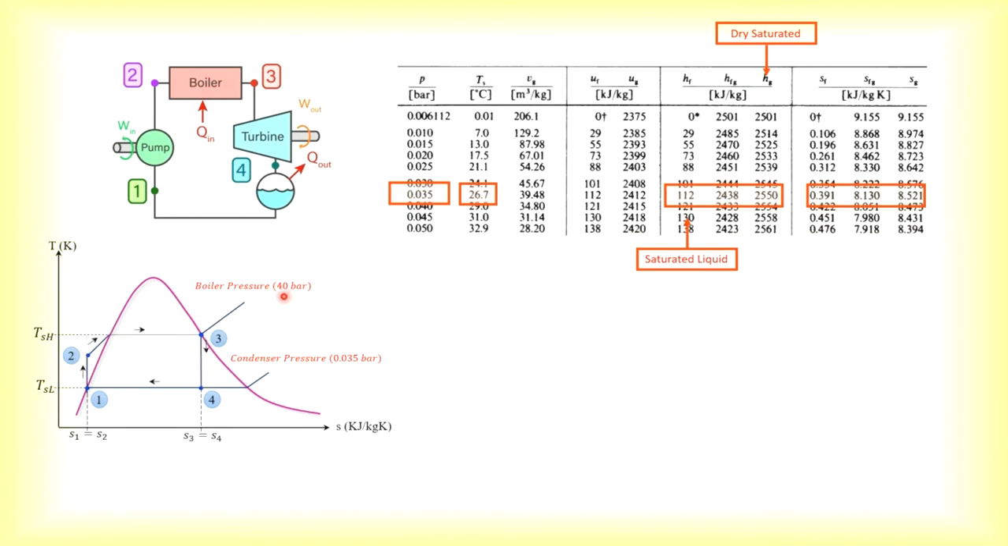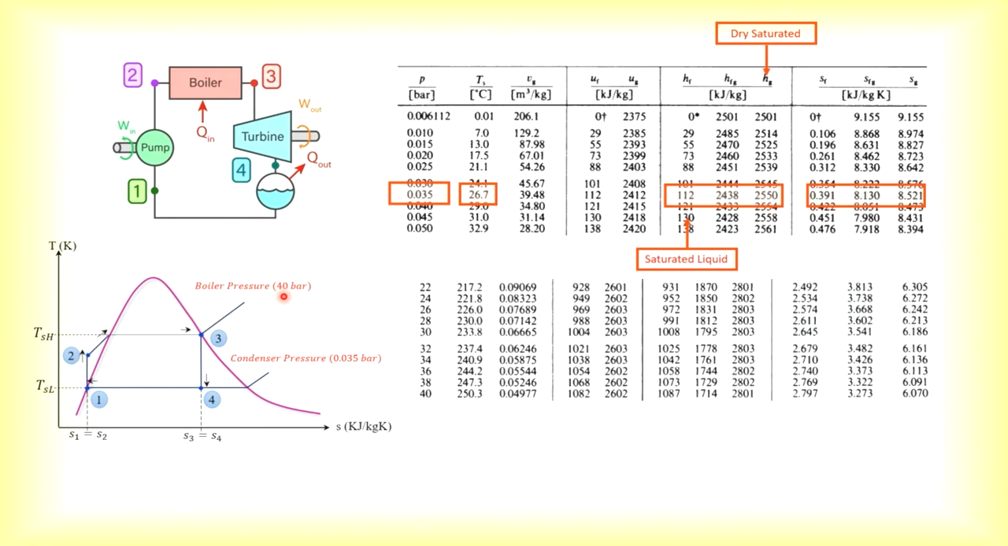And after that, we look for 40 bar. So from the property table again, this time you'll be searching for the pressure of 40 bar. Based on 40 bar, you have saturation temperature 250.3, enthalpy of saturated liquid. So that can be taken at this point here. This point is dry saturated. So the enthalpy at point 3 should be 2801, and the entropy at point 3 should be 6.070. So this is referring to somewhere around here, this point here, based on 40 bar. Now go back to 0.035 bar.